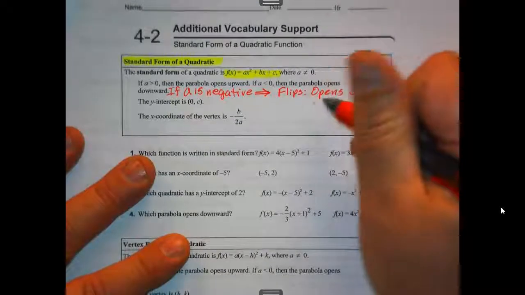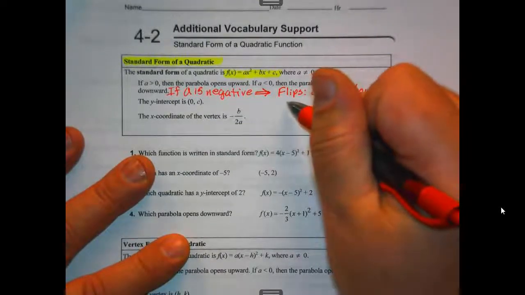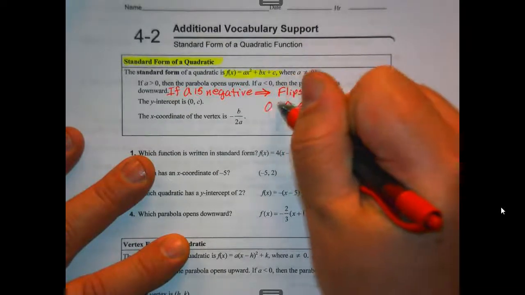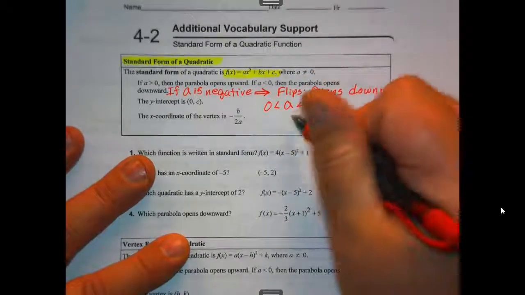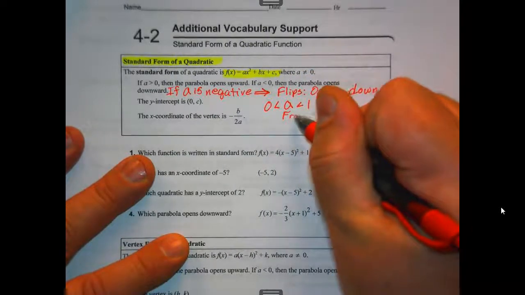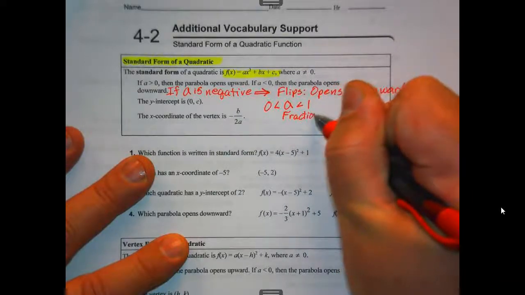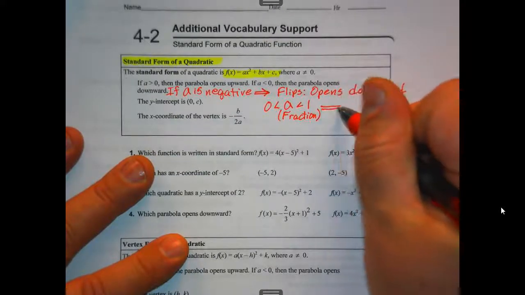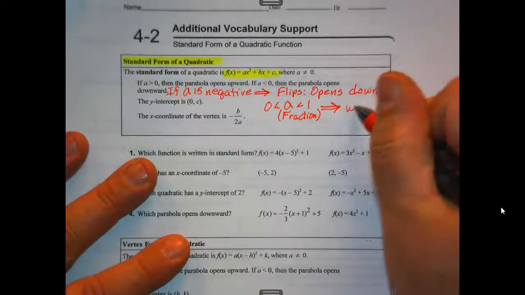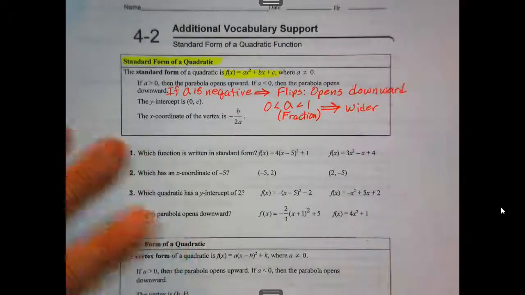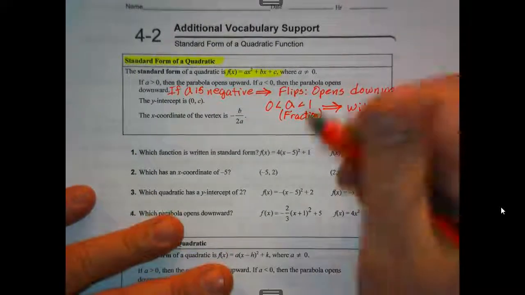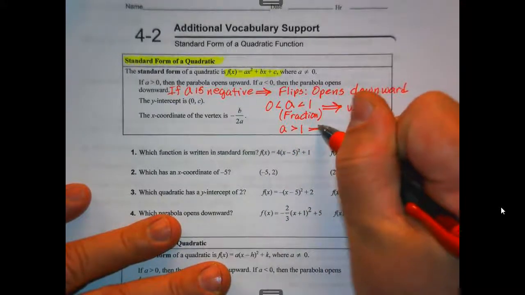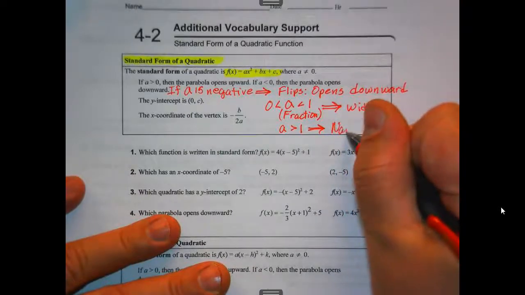If a is between 0 and 1, what does that mean? A between 0 and 1. That's right, kids. It's a fraction between 0 and 1. What happens to my parabola? It's wider. And what happens if a is greater than 1? Very good, narrower.